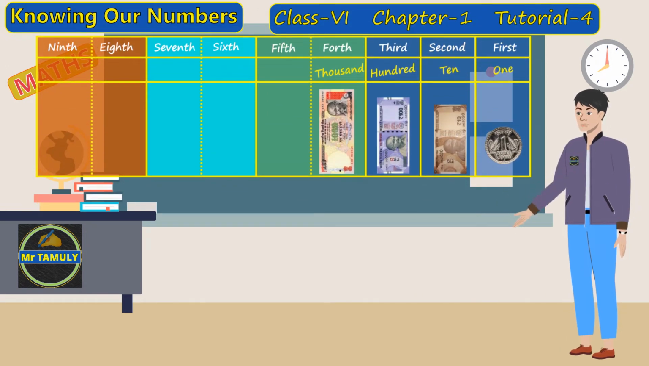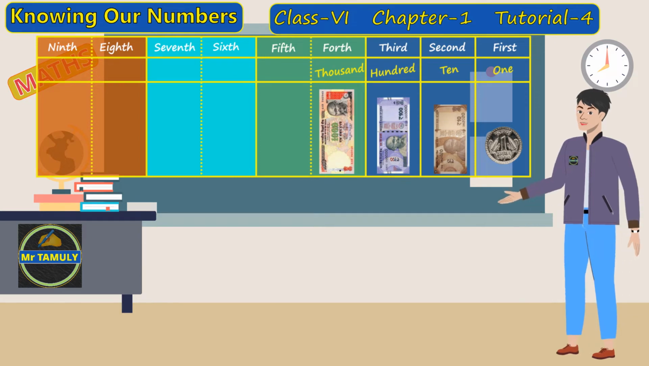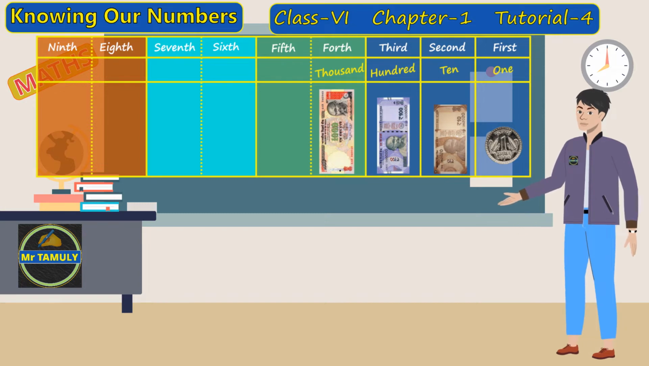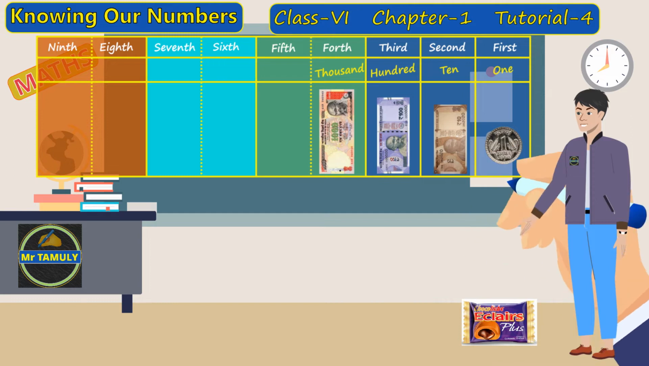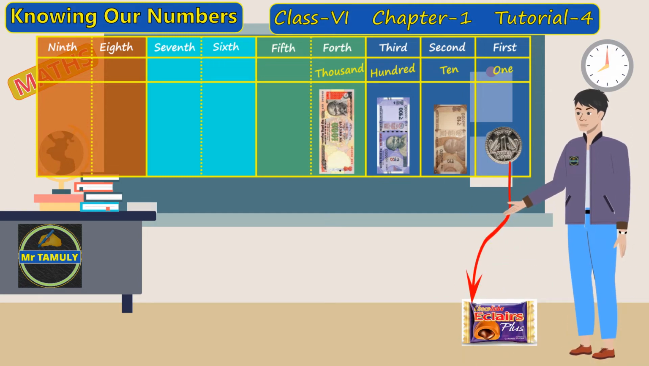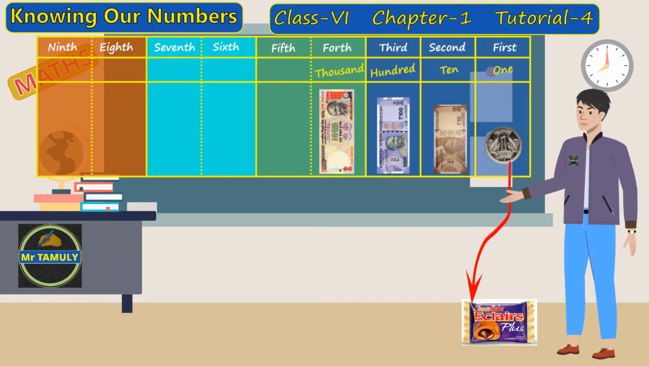We all know that the place value of the first place is 1. In terms of money value, the first position is home to the 1 rupee coin. In terms of physical or material value, you can get a chocolate eclair with a 1 rupee coin. Similarly, the place value of the second position is 10. Its money value is the 10 rupee note, with which you can buy a pack of potato chips.